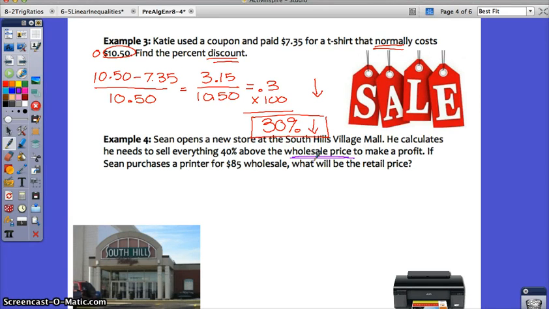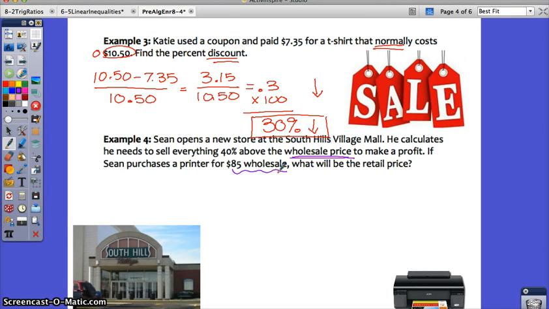This is what it originally starts out as. Then you're going to turn around at your store and sell it for more so that you make a profit, okay? So keep that in mind. The wholesale price is like what it initially starts out costing before the retailers make their profit. So he needs to sell everything 40% above the wholesale price to make a profit. If Sean purchases a printer for $85 wholesale, what will the retail price be?